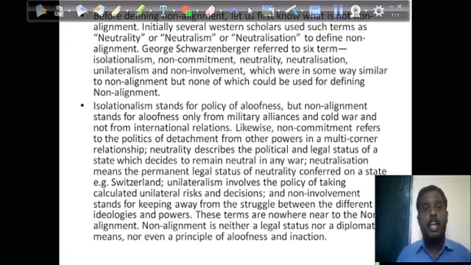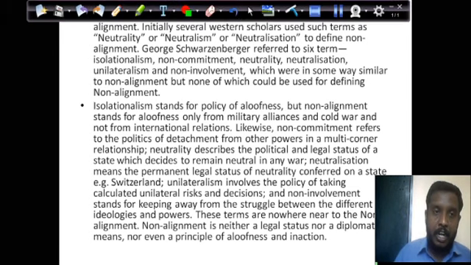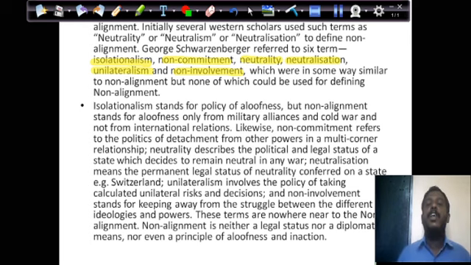A famous scholar, George Schwarzenberger, referred to six terms for the definition of non-alignment, that is isolationism, non-commitment, neutrality, neutralization, unilateralism, and non-involvement, which were in some ways similar to non-alignment, but none of these could be used for defining non-alignment. Though many people try to say that these are the meaning of non-alignment, it is not the real meaning, because all these things are very different.